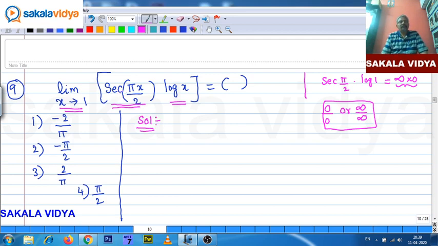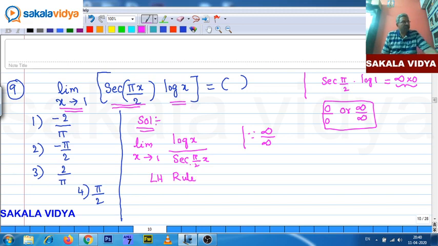Write the reciprocal of secant of pi by 2 x. Secant theta equals 1 by cos theta. Okay, limit x tends to 1, this can be written as log x upon secant pi by 2 x. Now, this will be in the form of infinity by infinity, so that we can apply L'Hospital's rule.